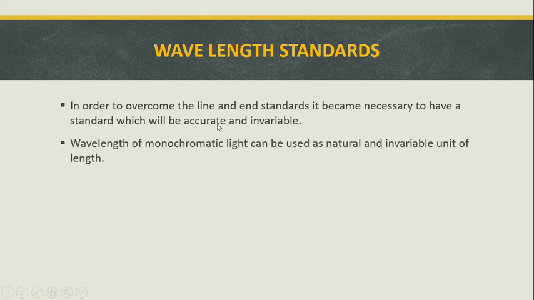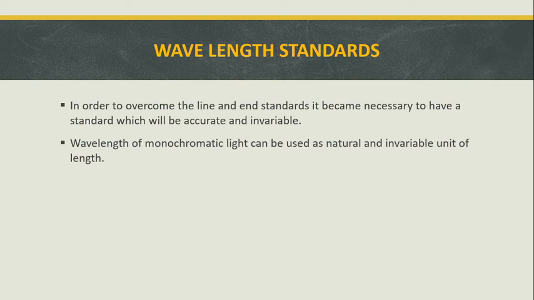In order to overcome the drawbacks of line standard and end standard, it became necessary to have a standard which will be accurate and invariable. Invariable means it cannot be variable, and it should always be accurate. So for that purpose, we are going for the wavelength standard.